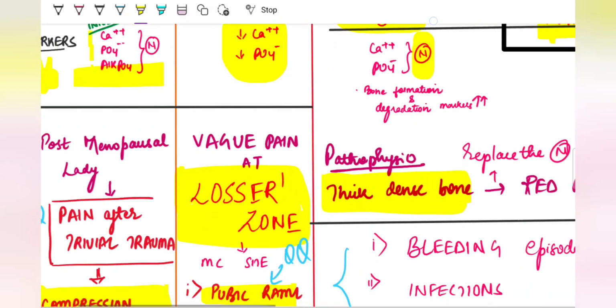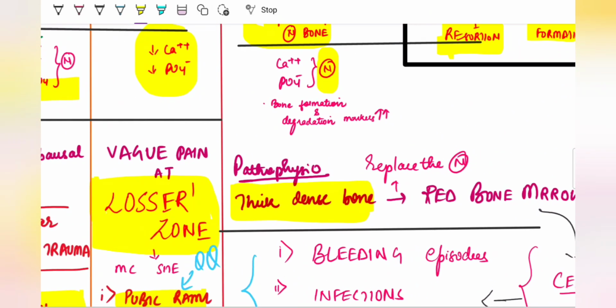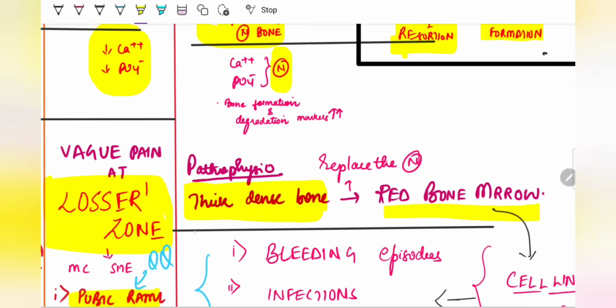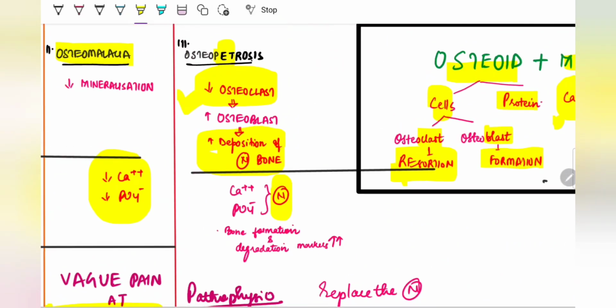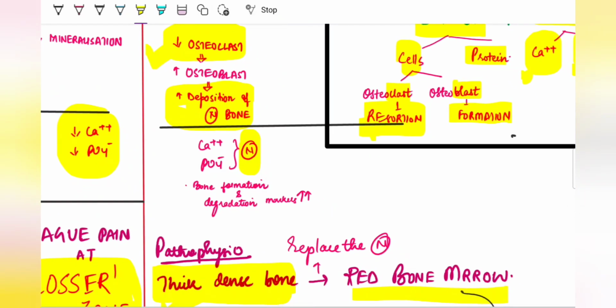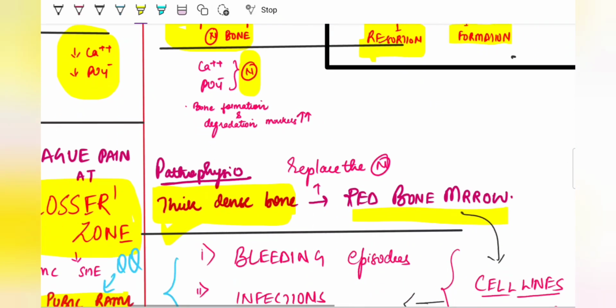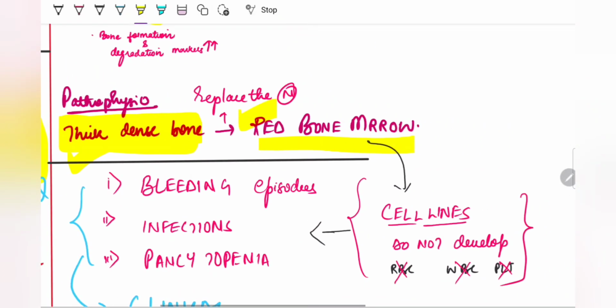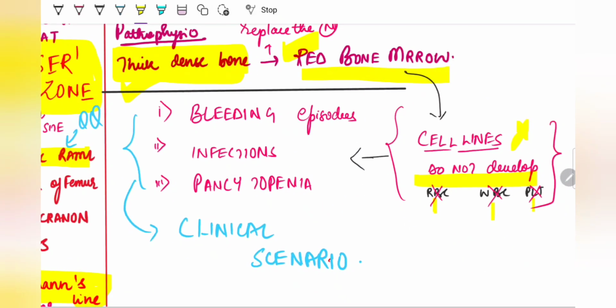It's basically a genetic disorder in which the normal red bone marrow is replaced by a thick dense bone, because the bone is not getting remodeled, the bone is not getting the shape, the bone is not getting resorbed, there's excess deposition of the normal bone even within the red bone marrow. So the hematological cell lines do not develop, the RBCs, WBCs, platelets do not develop. So what happens ultimately, there's no WBC, so there will be infection, there's no platelet, so there will be bleeding episodes, ultimately there will be pancytopenia.